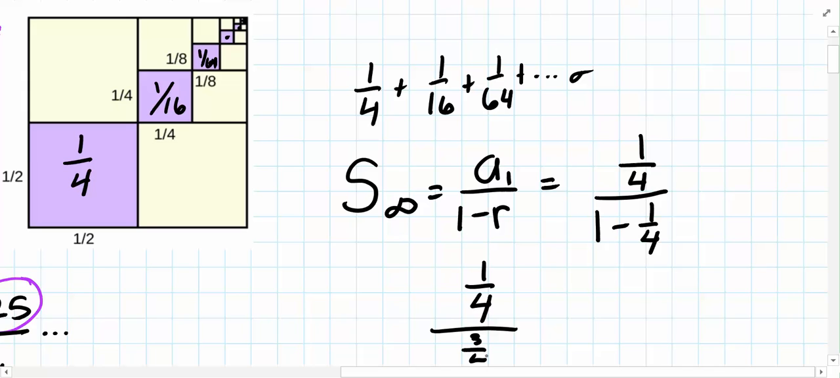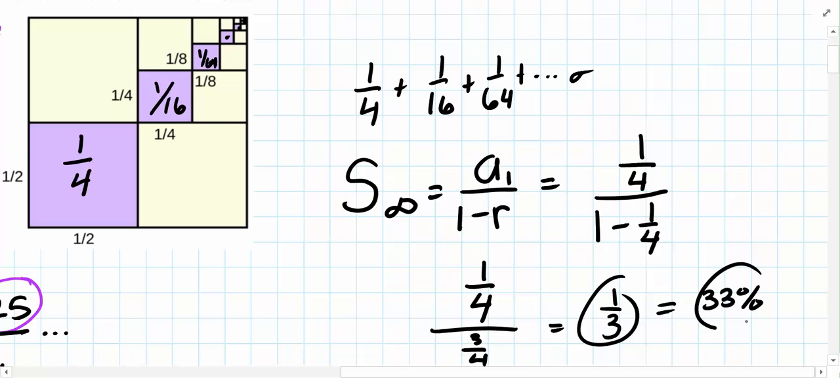Which is exactly 33%. Who guessed it at the very beginning? Yes, there you go. There's my bright ones right there. I love it. Nice job. Very, very good.